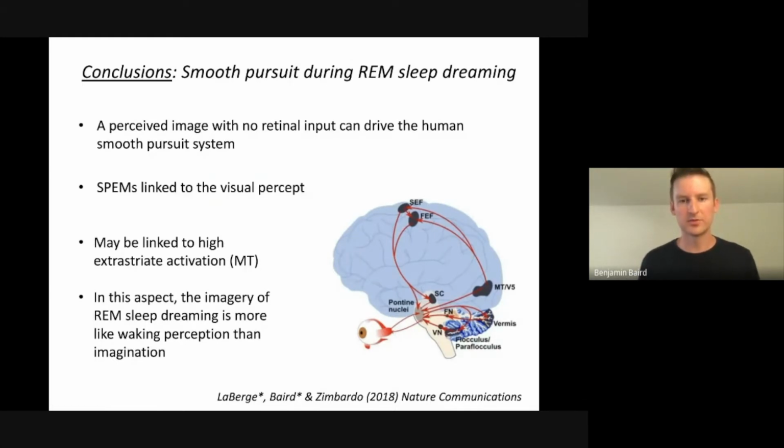And so this is kind of going over this just to give an illustration of the kinds of things that we can use lucid dreaming to do in a sleep lab to answer scientific questions. There's a lot that we learned from this study. We learned that a purely perceived image, with no external physical stimulus, is sufficient to drive the human smooth pursuit system, which has a lot of ramifications for our understanding of the neural circuitry of pursuit and how that works in humans and so forth.